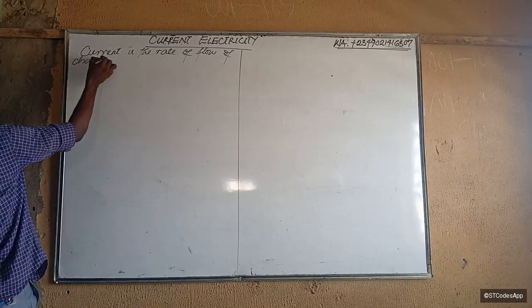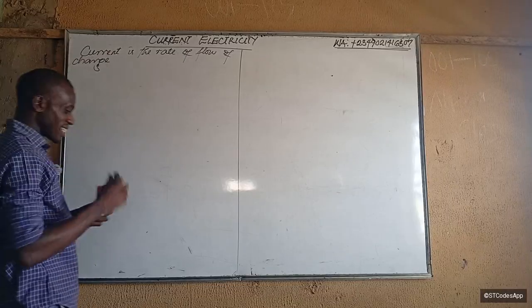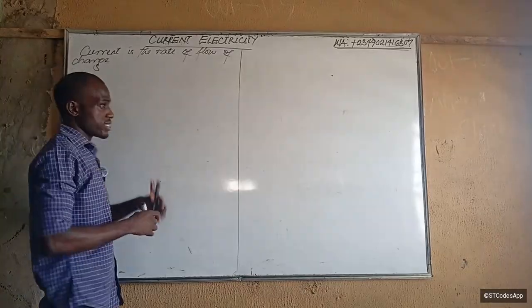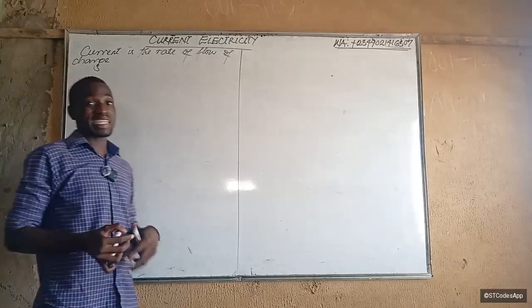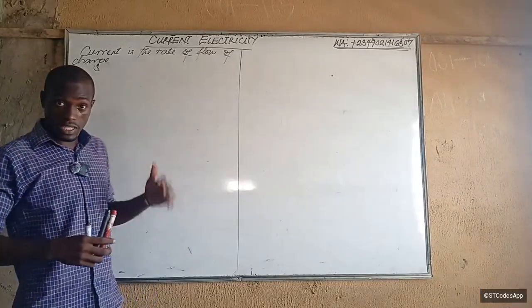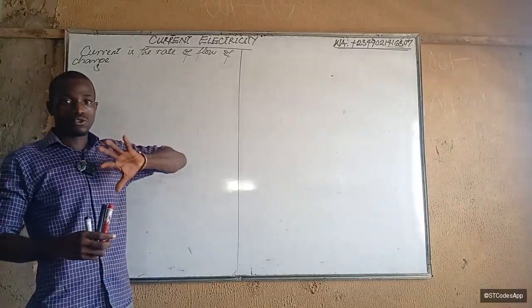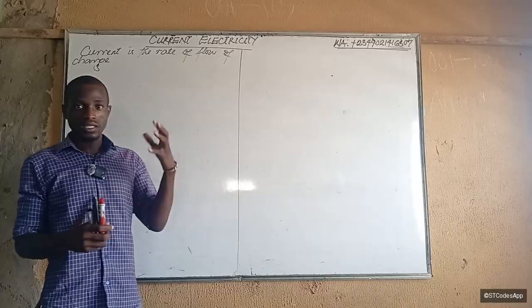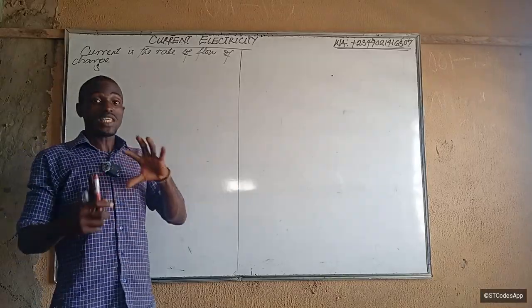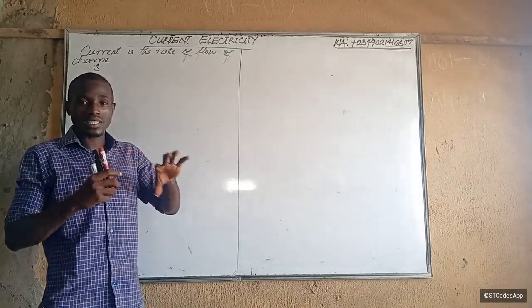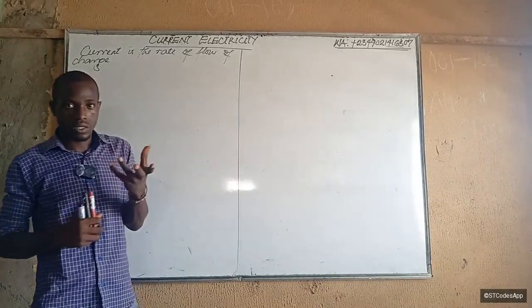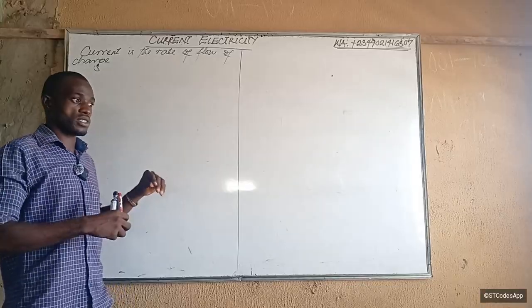However, that is just steady current. So there is average current and instantaneous current. That is what I'll deal with in the A-level course. I'm going to show you what instantaneous current is, where we are looking at current on the microscopic scale. But let's see how far we can go with current electricity today.